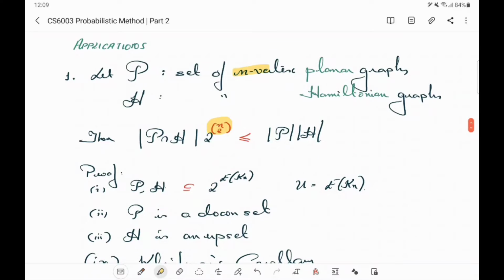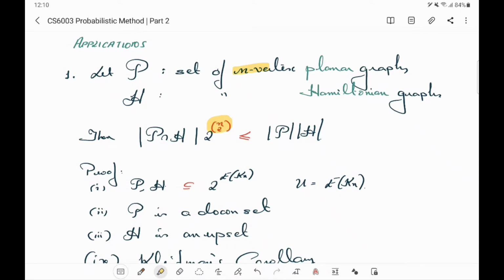But this is about cardinalities. It's about the number of planar graphs on n vertices. You should read this P intersection H as the number of planar Hamiltonian graphs on n vertices. We are saying that number times 2 to the power n choose 2 is upper bounded by the number of planar n-vertex graphs times the number of Hamiltonian n-vertex graphs. So this is about cardinalities.